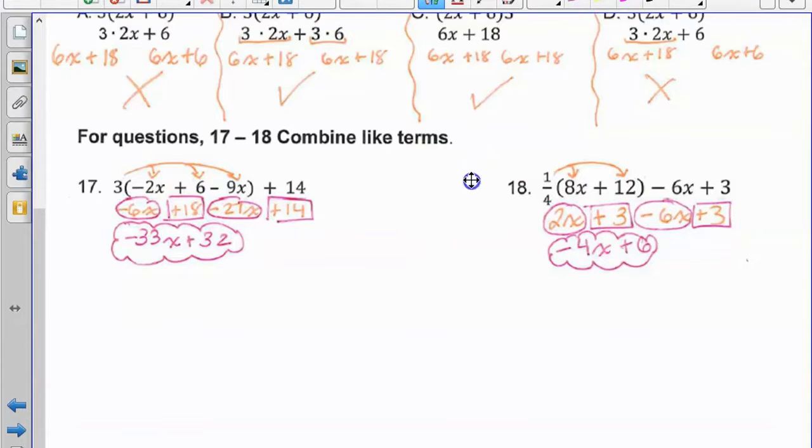Now, a reminder that you're doing 1/4 times 8 over 1. All right, you're doing 1/4 times 12 over 1. 8 times 1 is 8. If I work that through, that's 8 over 4. 8 divided by 4 is 2x. Over here, 1/4 of 12 is 3, minus 6x plus 3. Combine your like terms, you get 6. 2x and negative 6 gives me negative 4x.